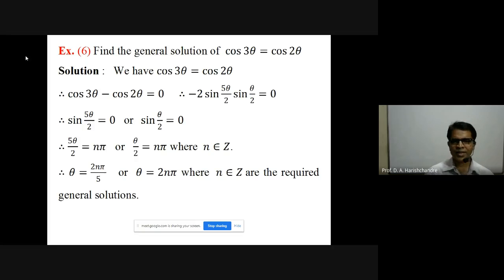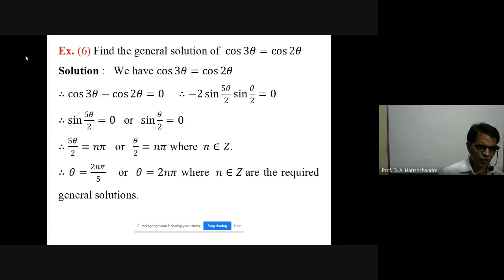Sine 5 theta by 2 is equal to 0 matches the form sine theta is equal to 0, and we know that the formula for the general solution of the trigonometric equation sine theta is equal to 0 is given by theta is equal to n pi, n belongs to Z. In that formula, here theta you have to replace by 5 theta by 2, because the angle of the sine ratio in this equation is 5 theta by 2. So the solution of this equation is given by 5 theta upon 2 is equal to n pi. For the second equation sine theta by 2 is equal to 0, its solution is given by theta by 2 is equal to n pi, n belongs to Z.